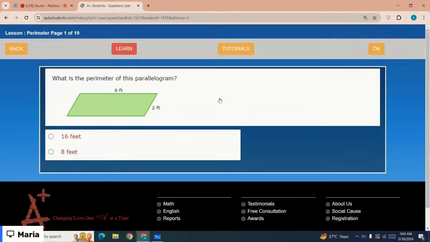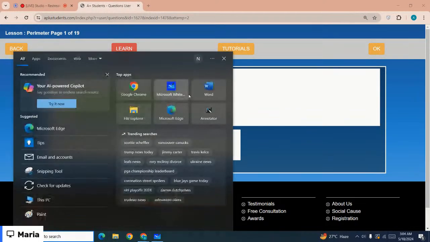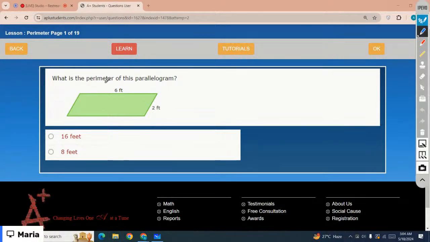What is the perimeter of the parallelogram? You need to calculate the perimeter of the parallelogram. So just add all the side lengths. Opposite sides have exactly the same length in a parallelogram. So this is 6, this is 6, this side length is 2, this is also 2, right? So you just have to add them, 6 plus 6 plus 2 plus 2. 6 plus 6 is 12, 13, 14, 15, 16 feet. The correct option is 16 feet. Option number 1 is the correct option.